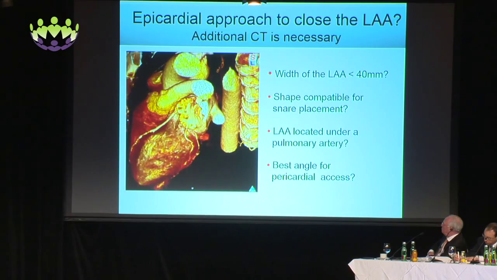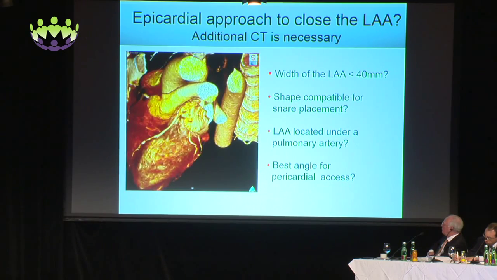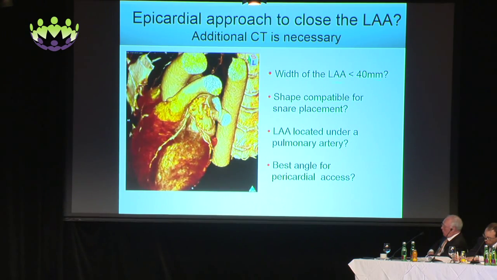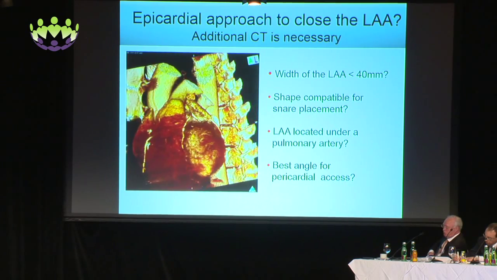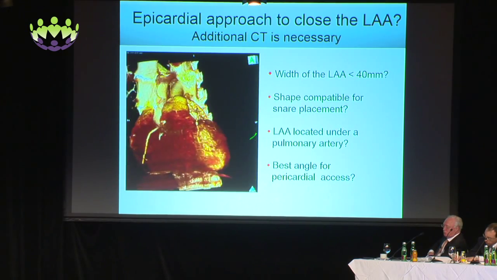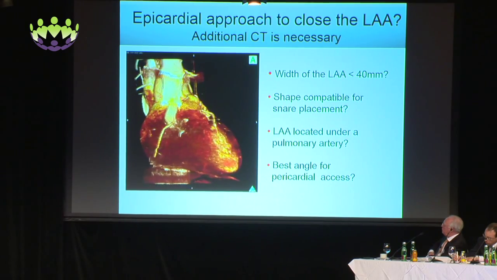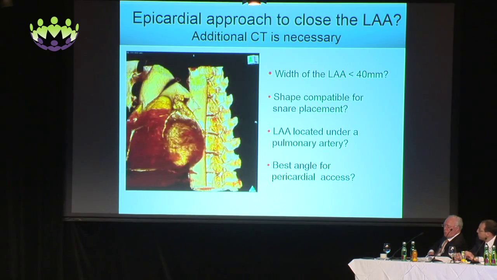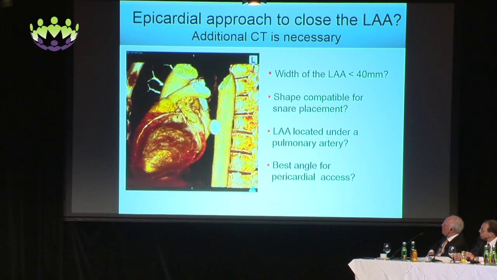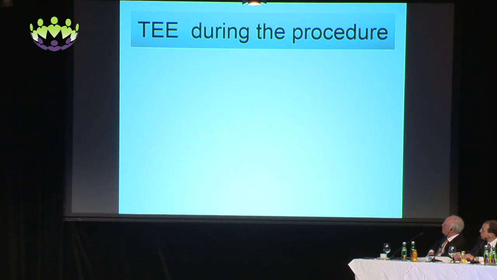So we have to look if the width of the left atrial appendage in CT is less than 40 millimeter. We have to define if the shape of the left atrial appendage is compatible for snare placement. We have to look if the left atrial appendage is located under a pulmonary artery, because this would be an exclusion criteria. And we can also look at the best angle for pericardial access in this patient.